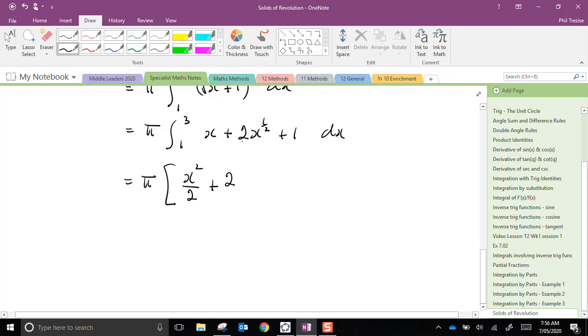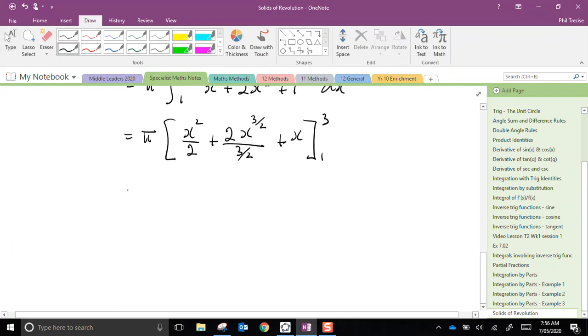Now my next term, there's a coefficient of 2. Increase the power by 1, that's a power of 3 over 2 now, and divide by the new power of 3 over 2. And the integral of 1 is x, and my lower limit is 1 and the upper limit is 3.